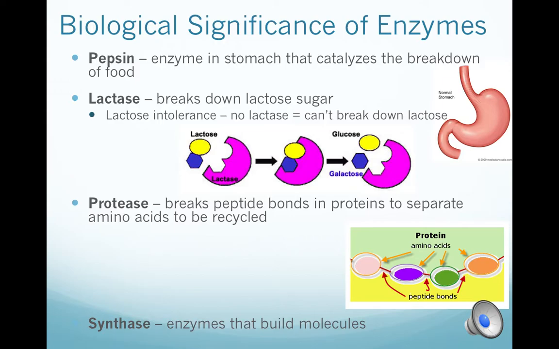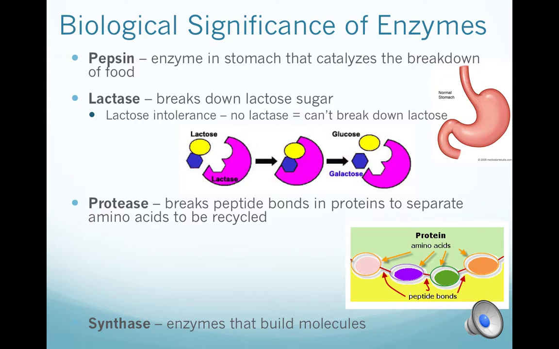Another type of enzyme is called protease. Protease is going to break down the peptide bonds between amino acids in a protein, and it's going to allow for those amino acids to be recycled once a protein is no longer needed. For example, when you no longer need an enzyme in your system, protease is going to come in and break apart that enzyme and break it down so it doesn't have to do its job anymore.